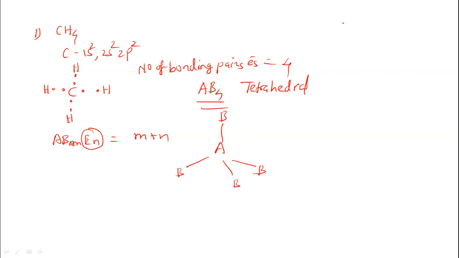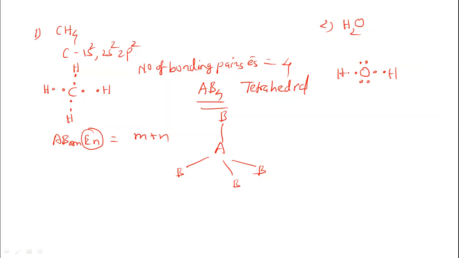But consider another example, second, the water molecule. So in the water molecule, let us write the electron dot structure. So the water molecule, suppose that's HOH. Okay, oxygen has the valency 6.